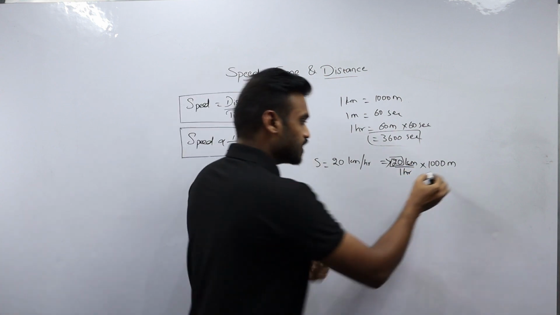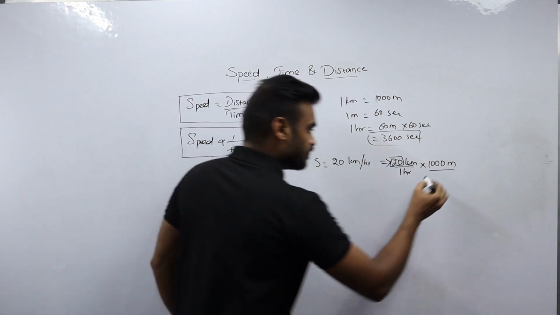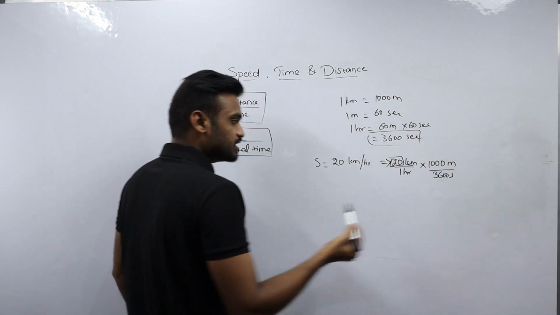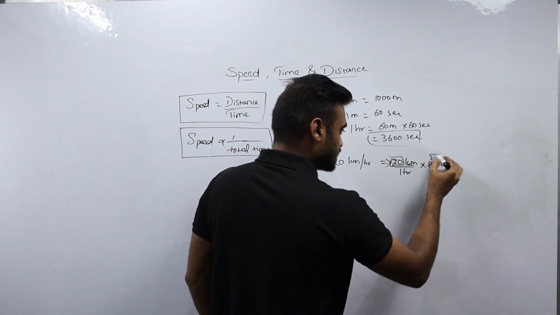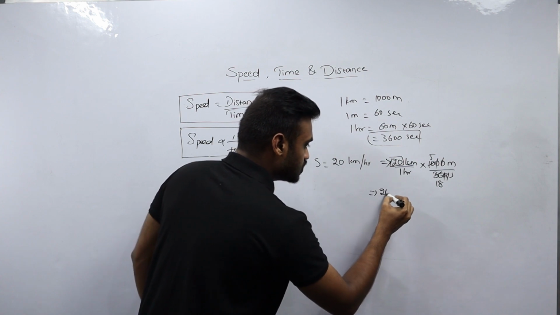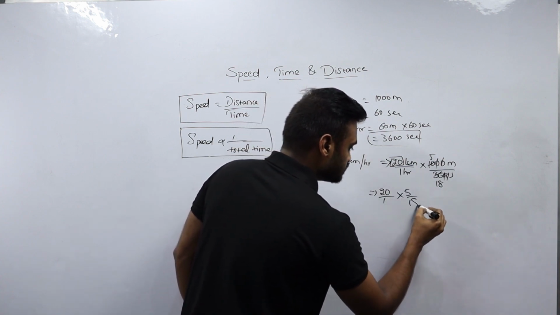Okay, now in the same way, 1 hour equals 3600 seconds. If I cancel this, the 0 will be cancelled and 2 fives are 10, 2 eights are 18... so we will get 20 by 1 hour into 5 by 18.